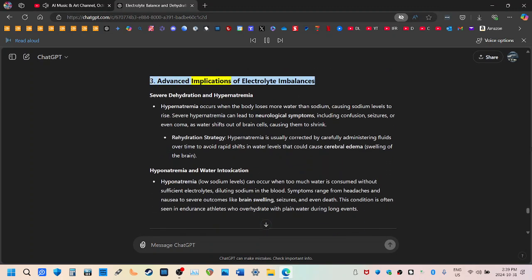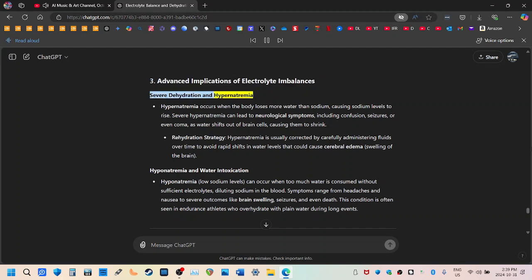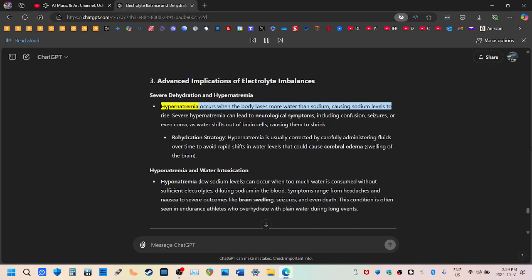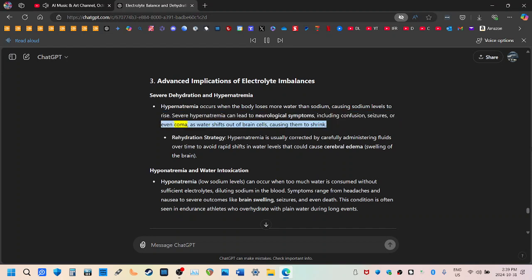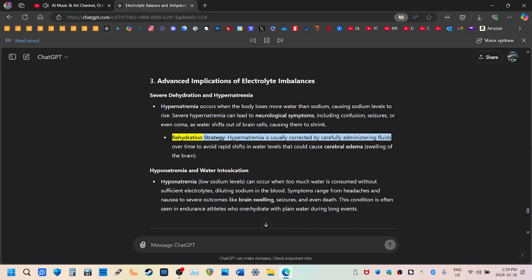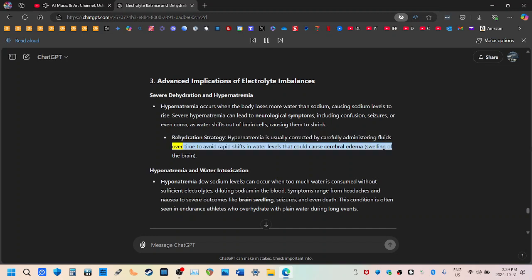3. Advanced implications of electrolyte imbalances. Severe dehydration and hypernatremia. Hypernatremia occurs when the body loses more water than sodium, causing sodium levels to rise. Severe hypernatremia can lead to neurological symptoms, including confusion, seizures, or even coma, as water shifts out of brain cells, causing them to shrink. Rehydration strategy. Hypernatremia is usually corrected by carefully administering fluids over time to avoid rapid shifts in water levels that could cause cerebral edema, swelling of the brain.